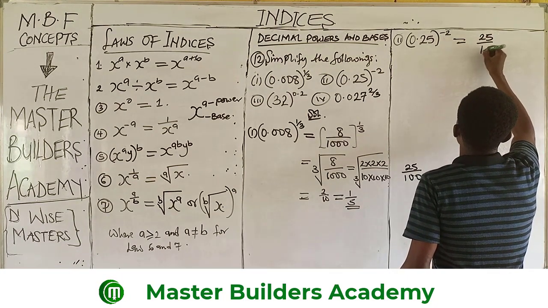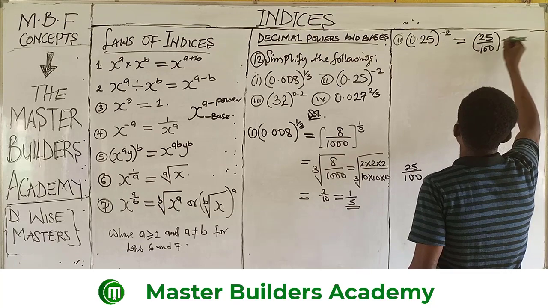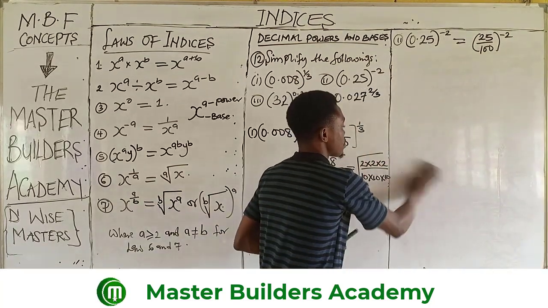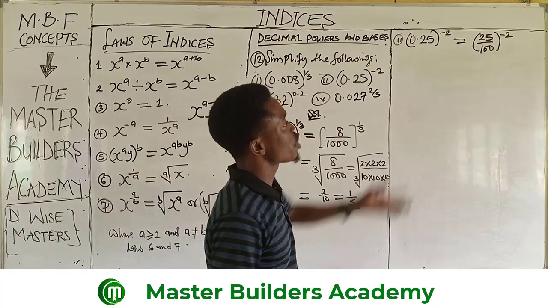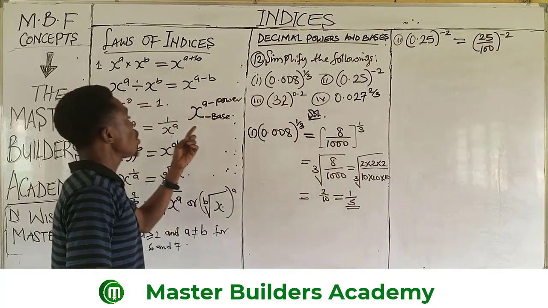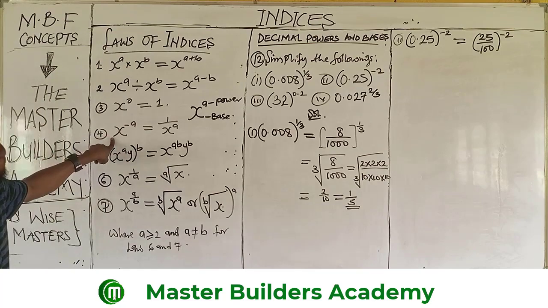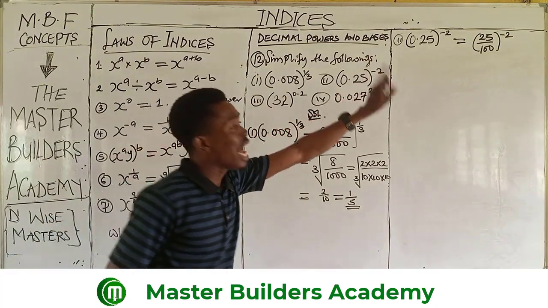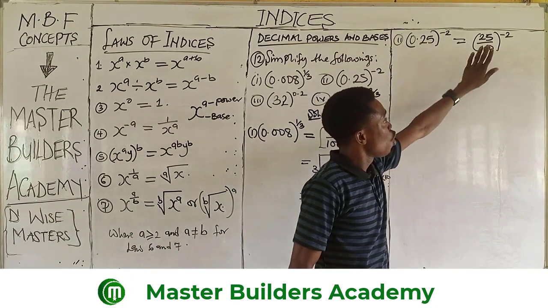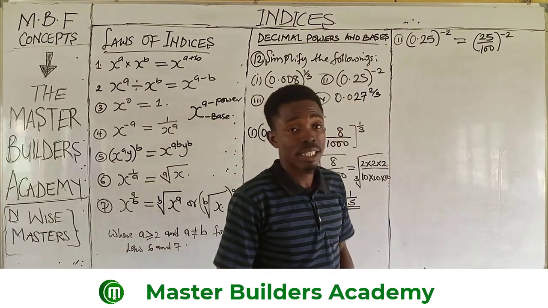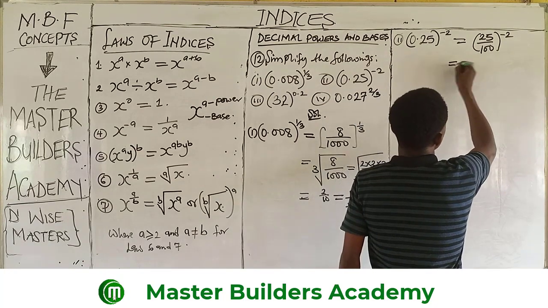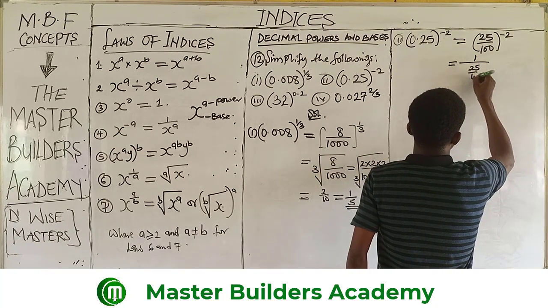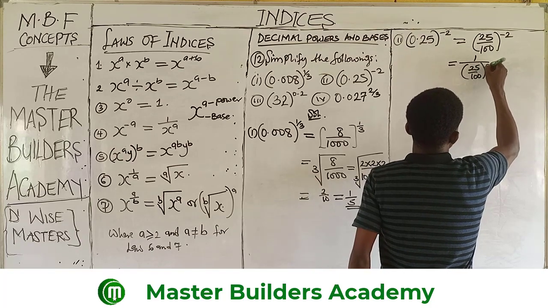Are you there? Alright, so this will have given us 25 over 100 all raised to the power of minus 2. It's as simple as this. So the next thing we are quickly going to do is to now implement rule number 4 by removing the negative sign and changing it to the reciprocal of the base. And the base here is 25 over what? 100. So this will have given us 1 all over 25 over 100 all squared.